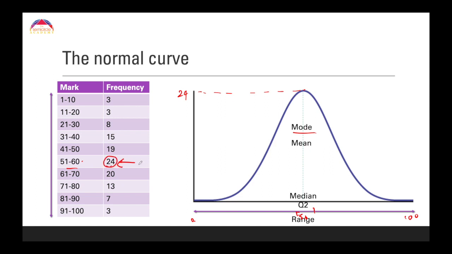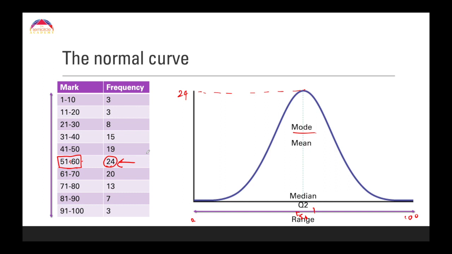24 is the mode. 24 has the highest frequency. It occurs the most. So therefore the mode here is 50 to 60 marks, right? That is the mode. So from the mode now, this also happens to be your median. Your median actually might fall in that bracket as well in a normal curve. So in a normal curve, when you work out what the median is, the median will fall somewhere in there.